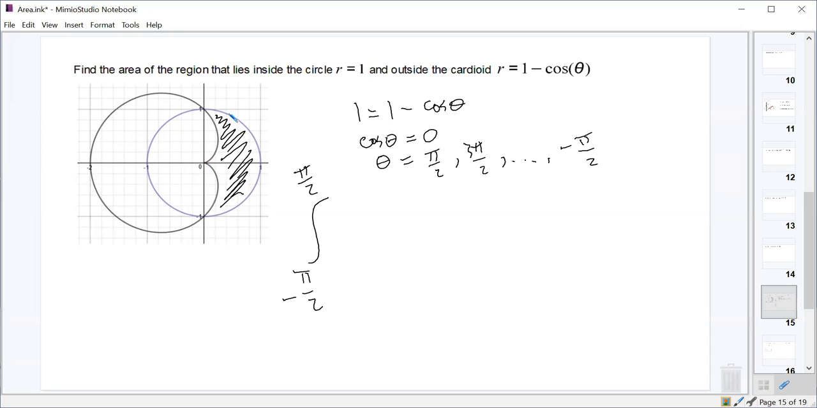Alternatively, we could just do from 0 to pi over 2 and double it. So anybody have a preference on doing it from negative pi over 2 to pi over 2, or from 0 to pi over 2 and doubling it? Either way will work out just fine. Generally, I prefer to just do it the easiest way, which is going to be 0 to pi over 2 normally, having a 0 in there, and then doubling it. So we're going to do 2 times this integral.